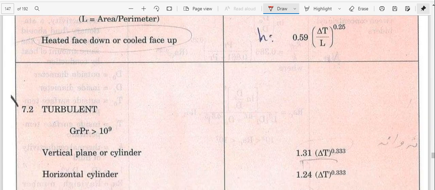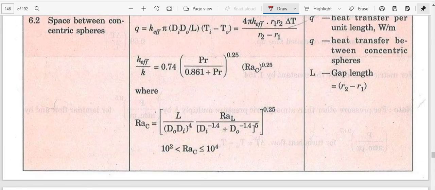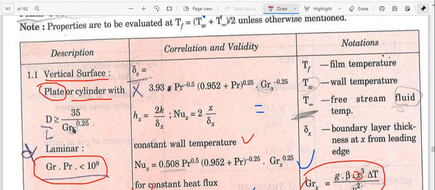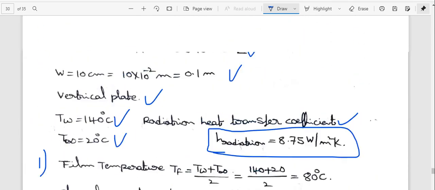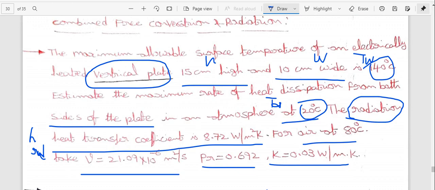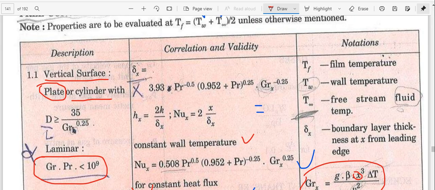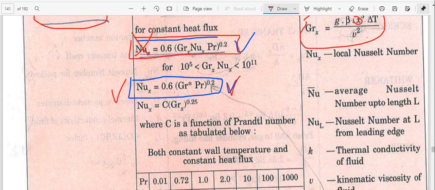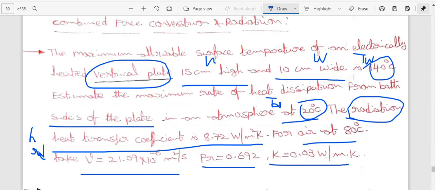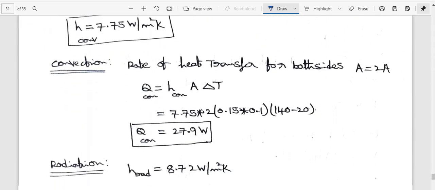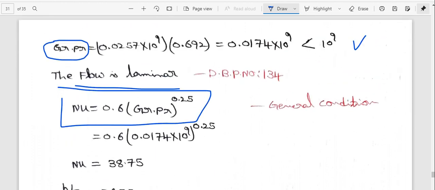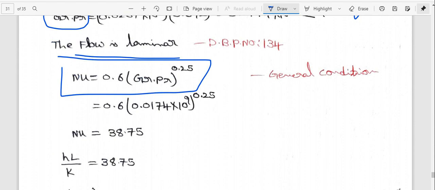So now I am going to free convection laminar flow. Is this vertical plates or horizontal plates? Here it is vertical plates, that's why I am considering the vertical surface. Here the Gr Pr value is less than 10 power 9, so I am considering the generalized equation 0.6 into (Gr Pr) power 0.2. So we can substitute the Gr Pr values.